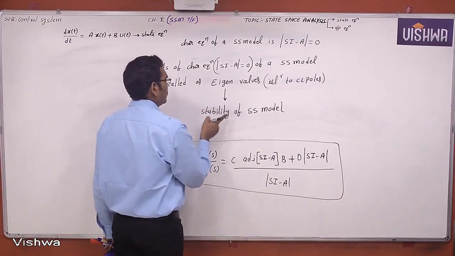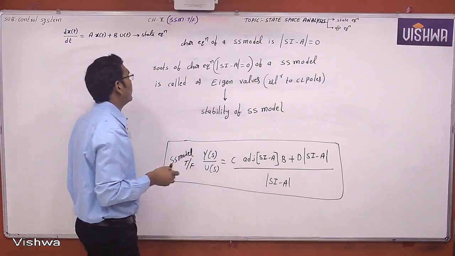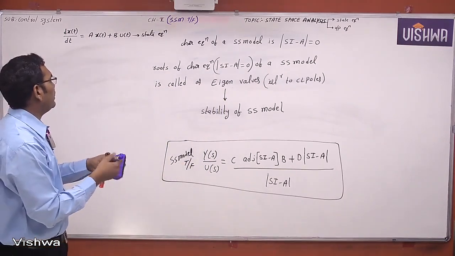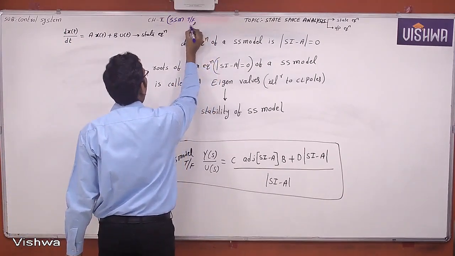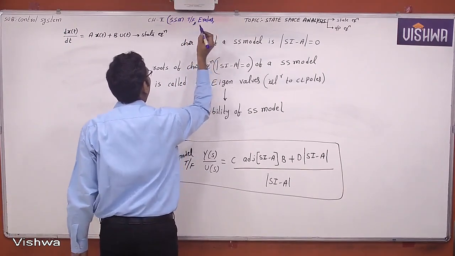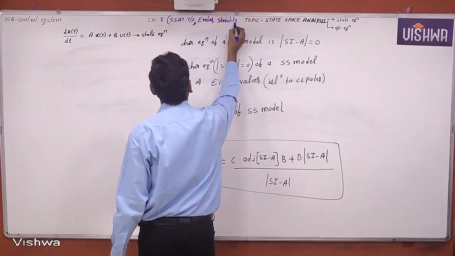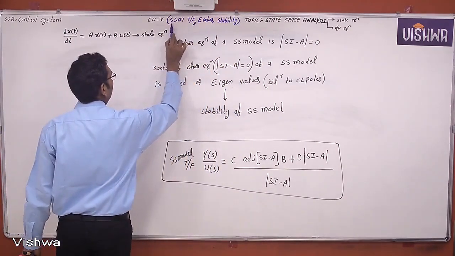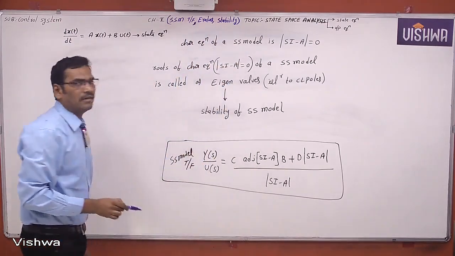So for the stability of the state space model we require eigenvalues, and to find eigenvalues you require the A matrix. Therefore he may ask the state space model transfer function, or he may ask the eigenvalues, or he may ask the stability of a state space model. These three questions are covered with this particular derivation part. Understand?